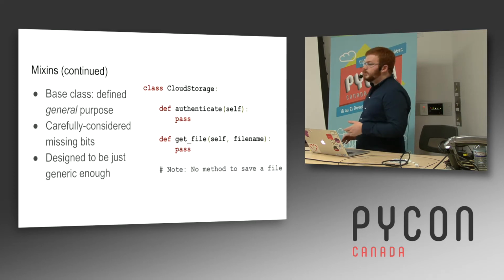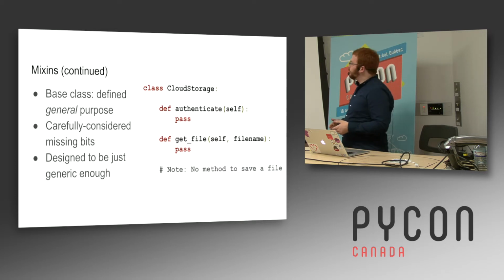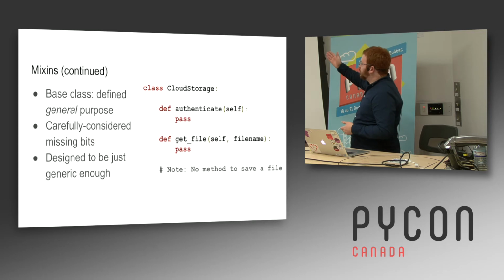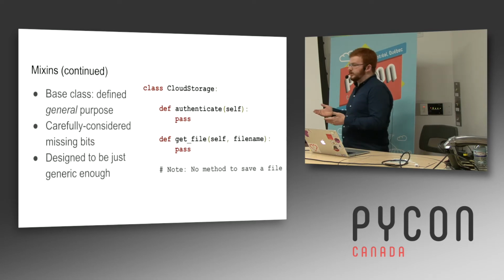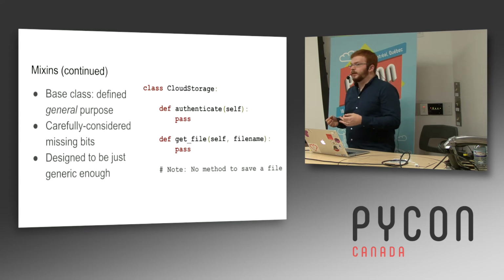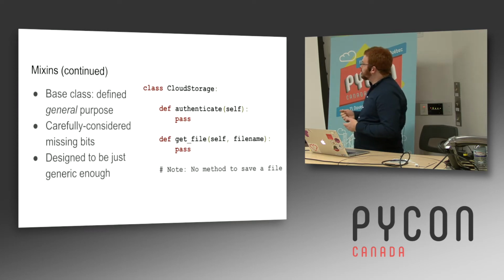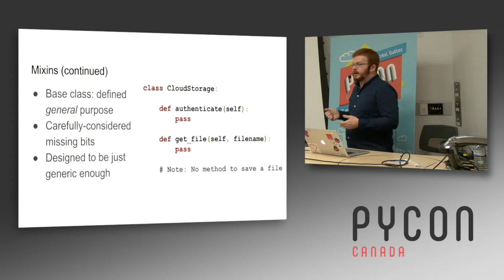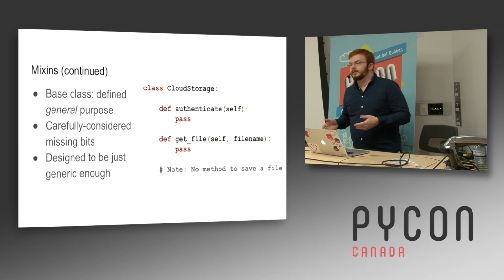Now, a large class, which we'll also call a base class when you're using mixins, might have a defined general purpose. For example, this base class on the right, CloudStorage, is probably designed to be used with cloud block storage services. But it might have some carefully considered missing parts. What those missing parts are for is to give us room to insert our own behavior that's specific to a service we might want to use. So this CloudStorage class is missing that save method that was on the mixins we saw earlier.